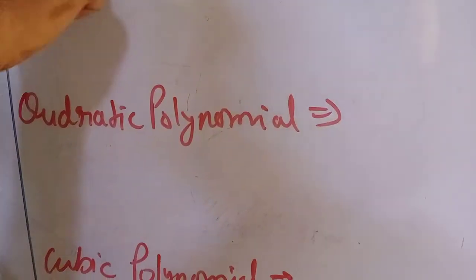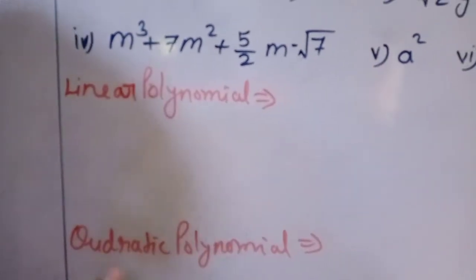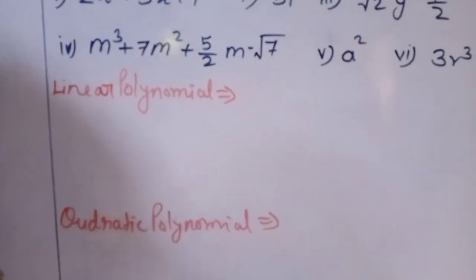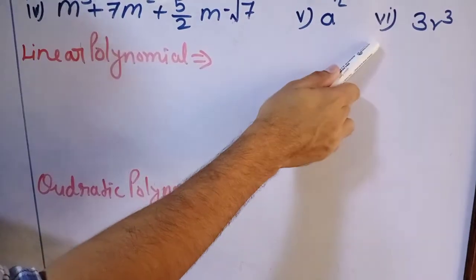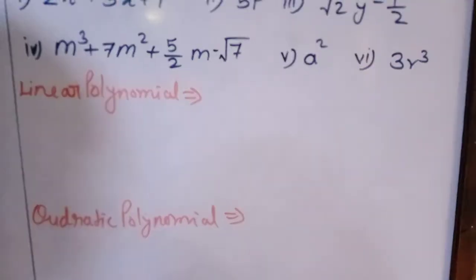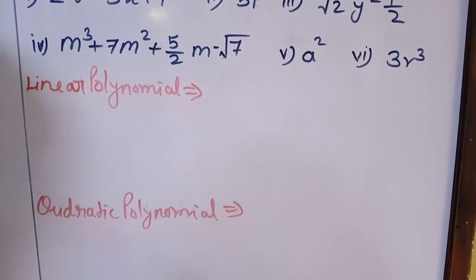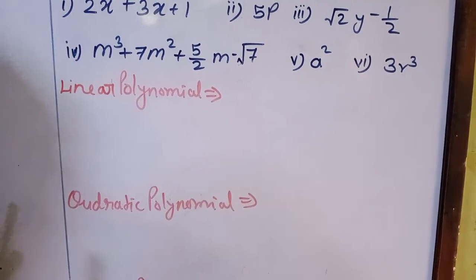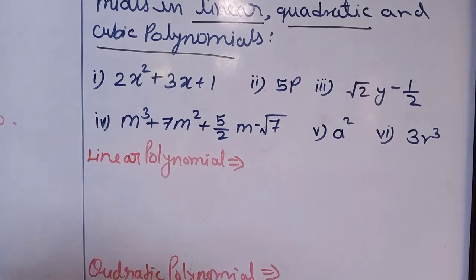Linear polynomial, quadratic polynomial and cubic polynomial. Now here we have the 6 polynomials. How can we decide which one is linear, which one is quadratic, or which one is cubic? That is going to be decided on the basis of the degree of the given polynomial.